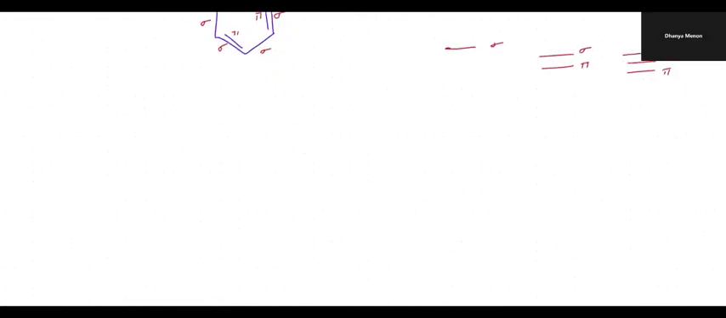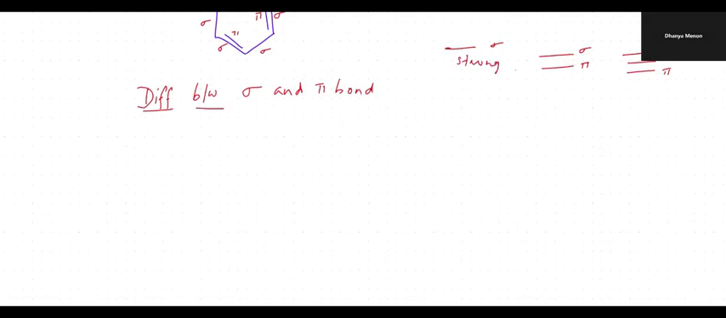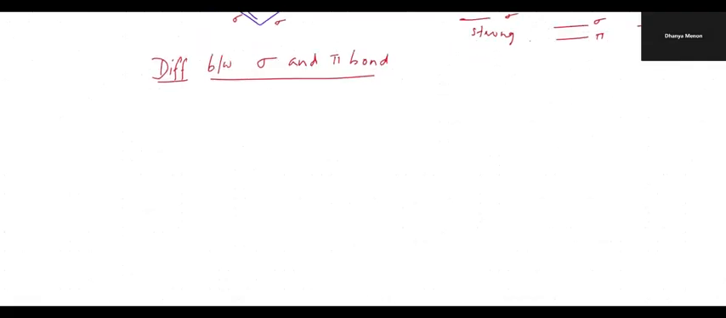Now coming to the difference between sigma and pi bond. Between them, which of them is stronger? Sigma bond is stronger than pi bonds. If it is stronger, the bond strength is more. If the bond strength is more, the bond length is lesser. So, sigma bond and pi bond.